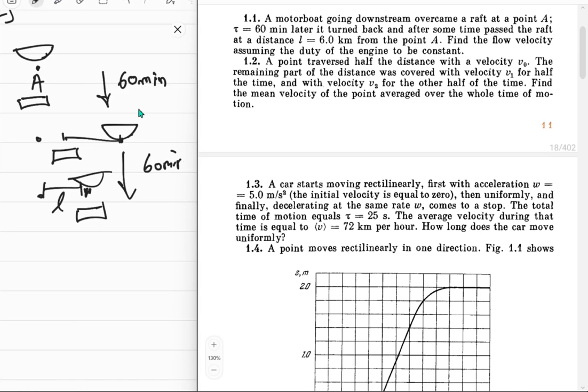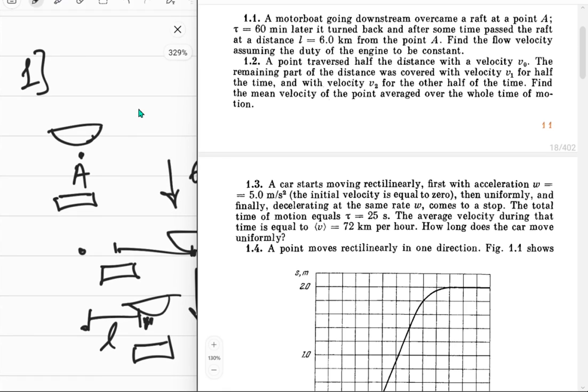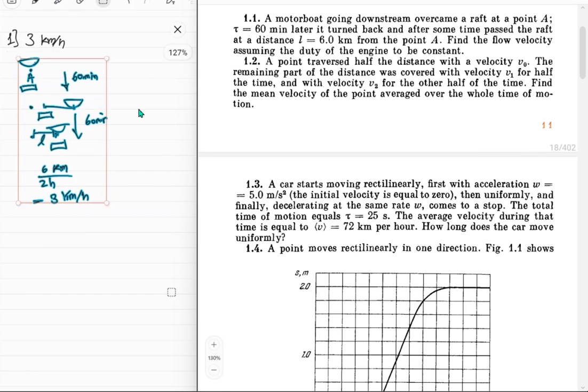Oh, that just means in 120 minutes it goes L distance. So it's 6 kilometers per 120 minutes, and that's 2 hours basically. So just 3 kilometers per hour. There we go. That's our answer for the first question. Just 3 kilometers per hour. Next, second.